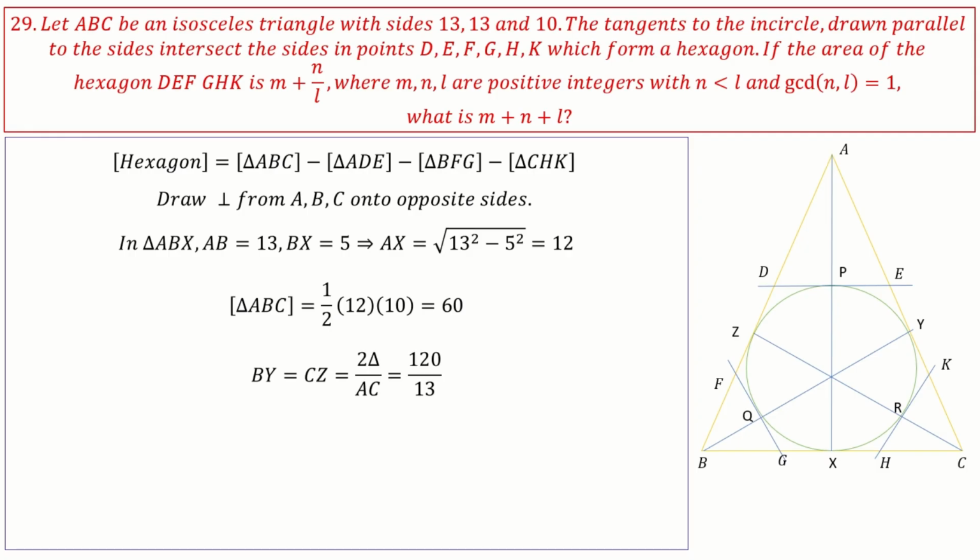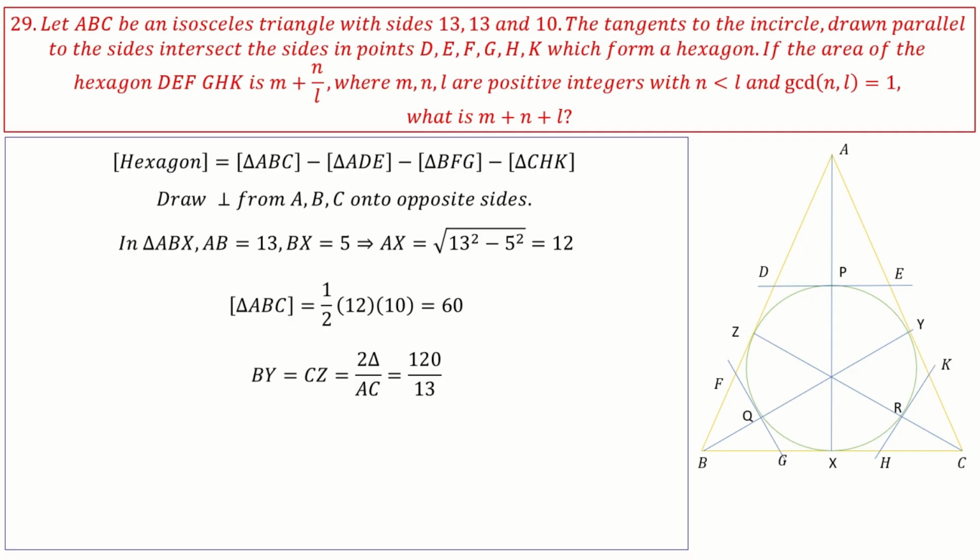Now BY and CZ you can easily find out, right? You have AC, which is the base, and these are the heights, and BY and CZ will be the same because it's an isosceles triangle. So that is 2 times the area of the triangle by AC, which is nothing but 120 by 13. This is BY and CZ. So now you have BY and CZ values also. Now what you need is the AP value, CR value, BQ value.